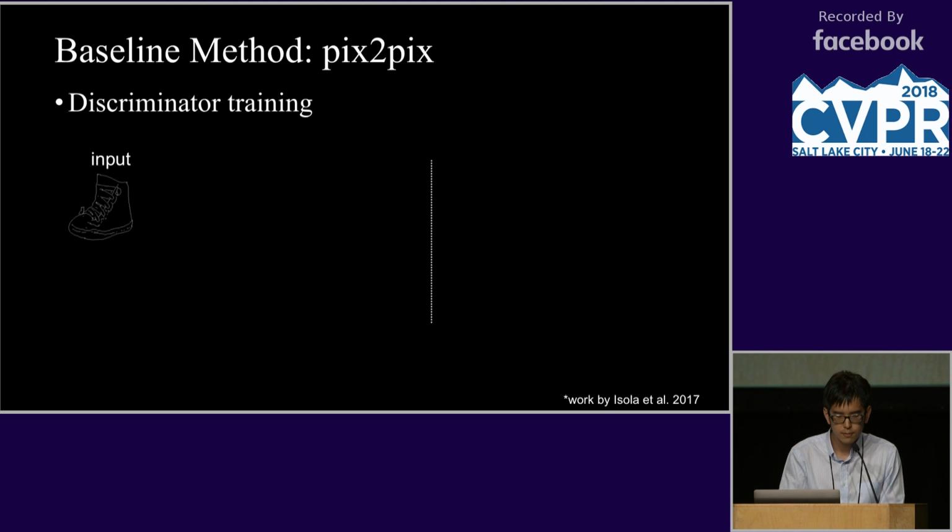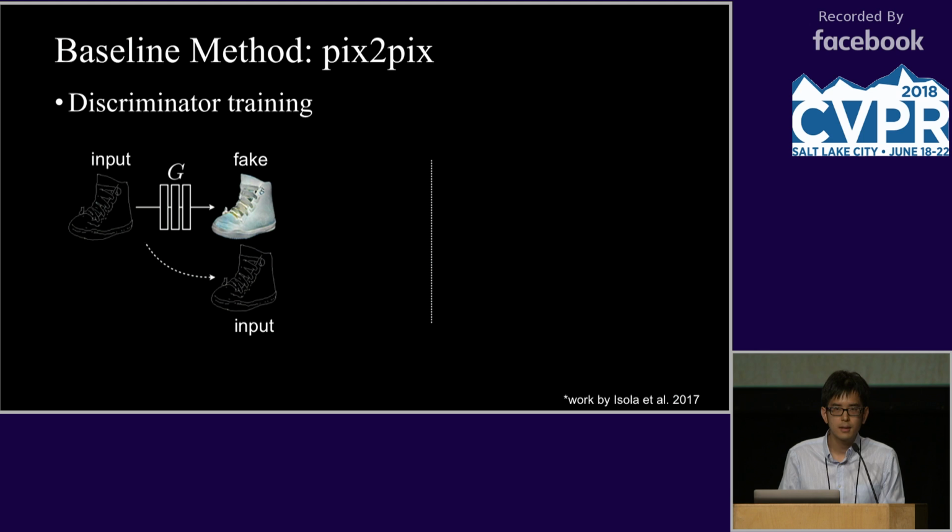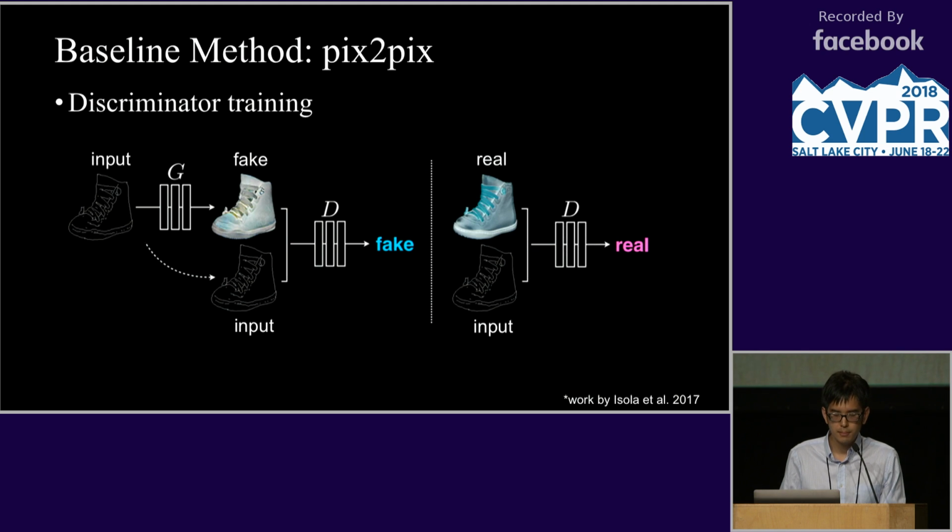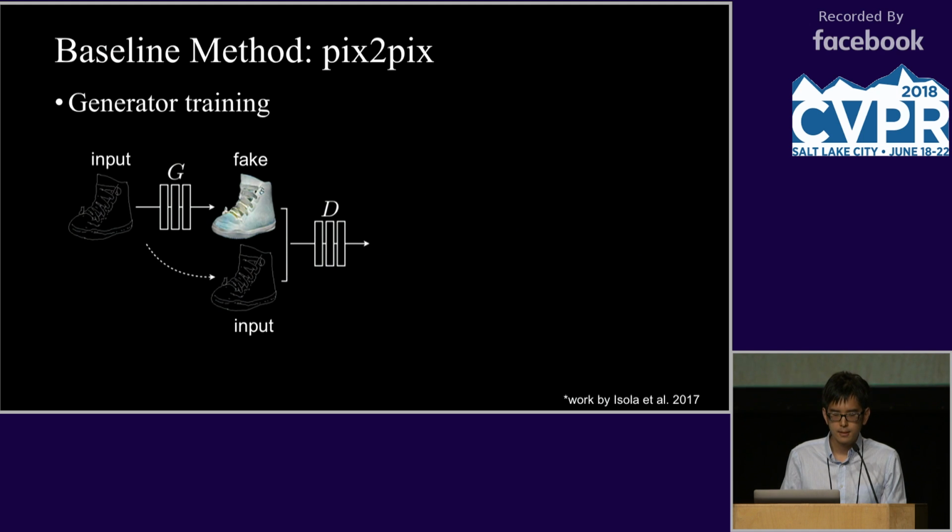Our work is derived from pix2pix, which is also based on GANs. Given an input image, the generator will first translate it into a fake image. The fake image will be concatenated with the input image and put into a discriminator. The discriminator should be able to determine that it's fake. On the other hand, when a real image is used, the discriminator should output real. Then, when we are training the generator, the generator should follow the discriminator and make it output real.